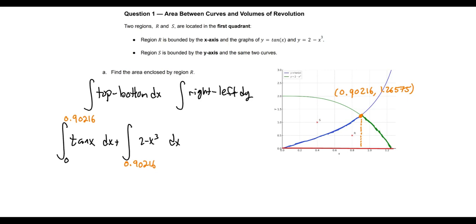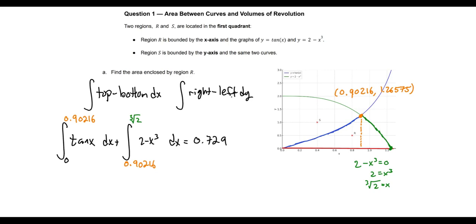So we have to figure out where this end point is. Well, that's just where the green function touches the x-axis. So all we need to do is take 2 minus x cubed, set it equal to 0, and solve for x, which is not too bad. It looks like we get the cubed root of 2. That's what goes up here. So if you do these integrals and add them up, you should get 0.729.